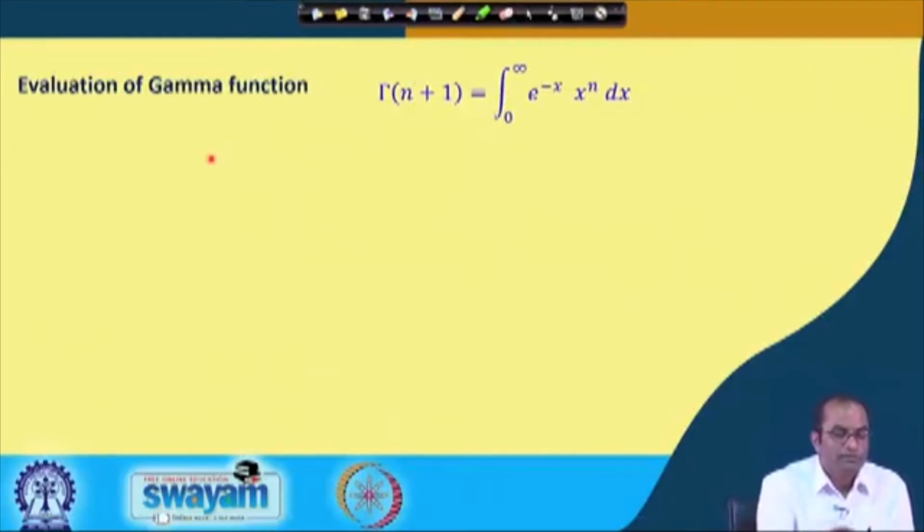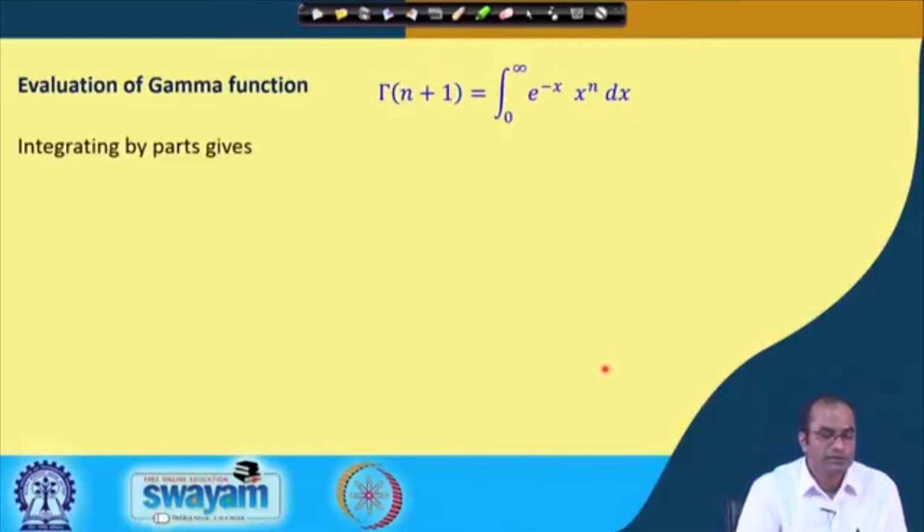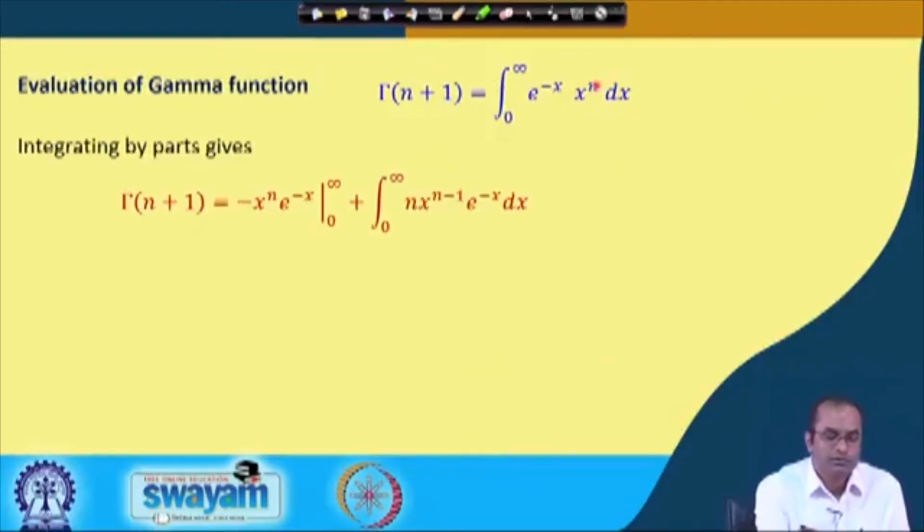Now, evaluation of the gamma function. Again we have this integral from 0 to infinity of e power minus x, x power n dx, and we will use the same idea: just integrating by parts we will get a nice relation for gamma of n plus 1. When we integrate by parts, naturally we will differentiate this x power n. So, we have e power minus x, the integral of e power minus x will be minus e power minus x, x power n will remain as it is, and then we have this limit here from 0 to infinity.